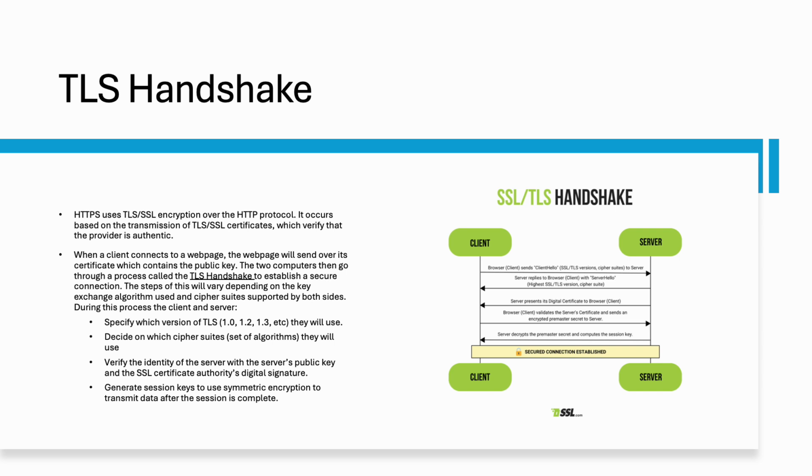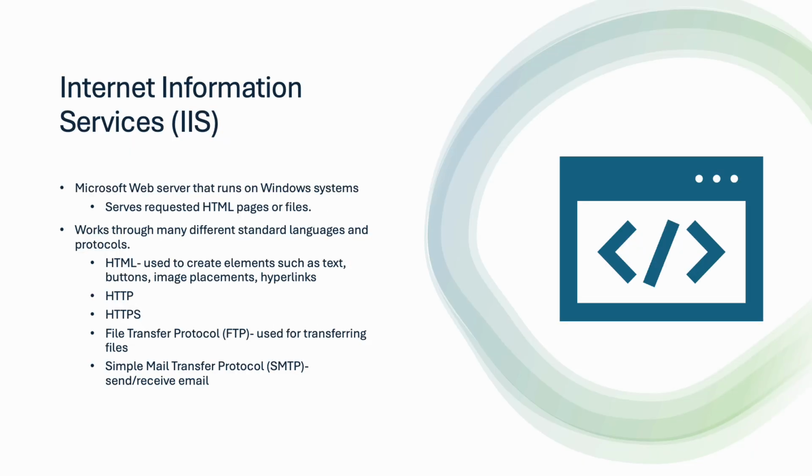During this process, the client and server specify which version of TLS they will use. They decide on which cipher suites they will use. They'll verify the identity of the server with the server's public key and the SSL certificate authority's digital signature. They'll also generate session keys to use symmetric encryption to transmit data after the session is complete.